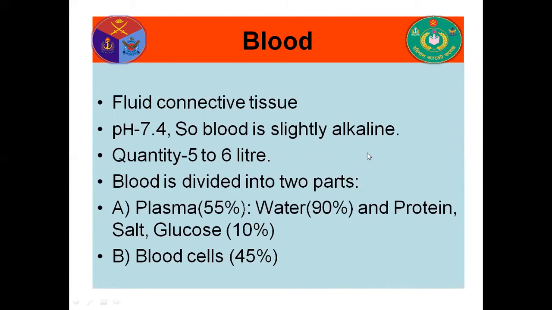The amount of blood in the human body is 5 to 6 liters, and this blood is divided into two parts. One is plasma and the other is blood cells. The amount of plasma is 55% and blood cells is 45%. Plasma again consists of water, 90%, and protein, salt, glucose, 10%.